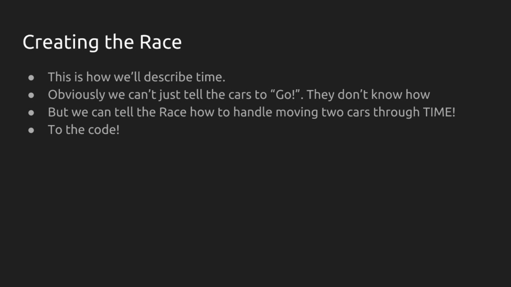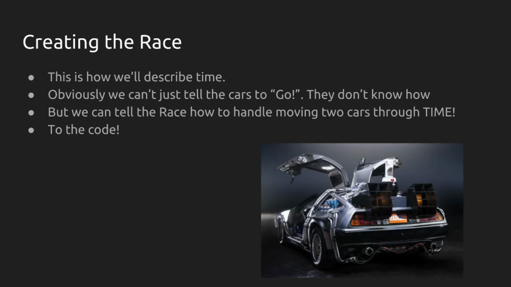Now we have the car class. We're going to create a new class called race, and it's in this class that we're going to describe time. We can't just tell both cars independently to go and see what happens, but we can create a race that contains the cars, and we can handle those cars moving through time. Although this car will not be participating. All right, let's jump into the code and see how exactly we're going to do this.